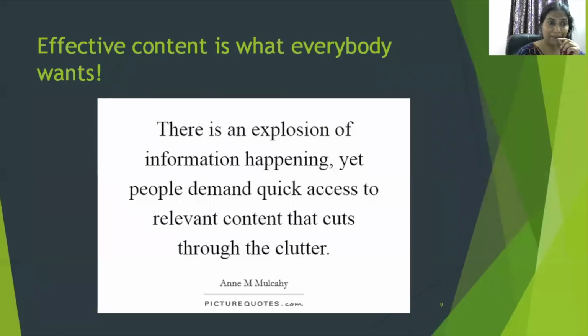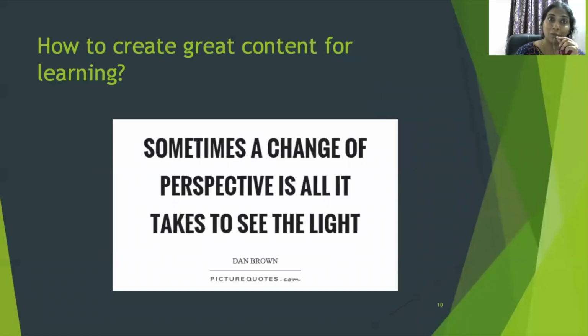But ironically, although there is an explosion of information happening, yet people lack relevant content that cuts through the clutter, right? So, what is lacking is relevant content that cuts through the clutter. So, the point is that content that is effective is what people demand. So, how then do we create content for learning? How then do we create effective content for learning?